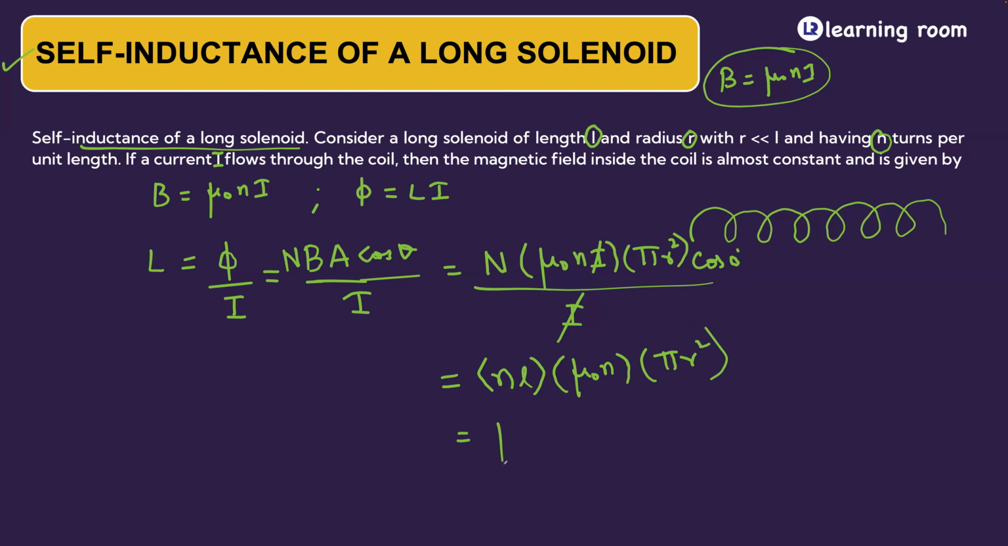So what will happen here? It will be mu naught n square pi r square L, which is going to be the value of self-inductance that is generated inside a long solenoid. So this is the value. Am I clear with this? Right? So it's a very simple derivation.